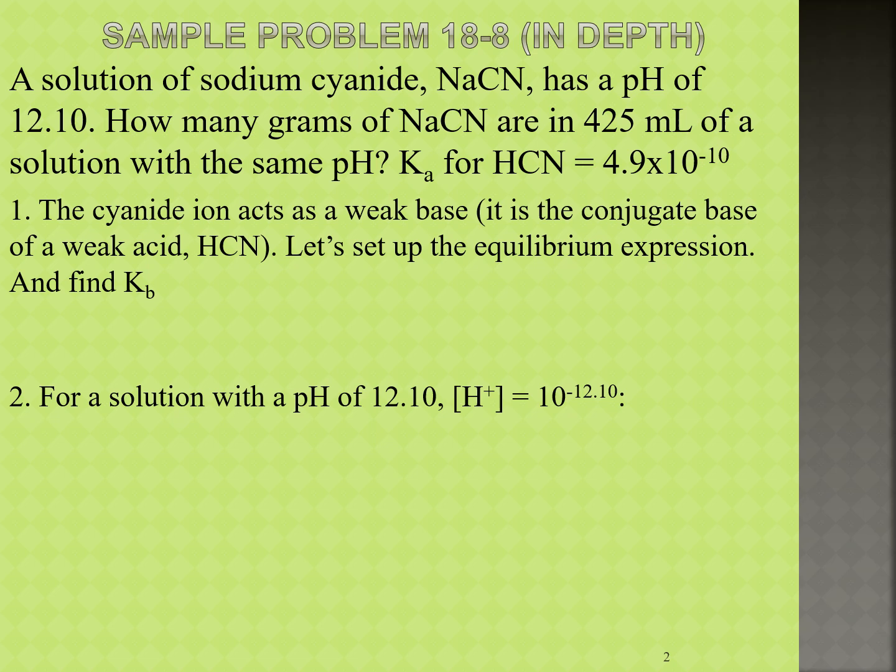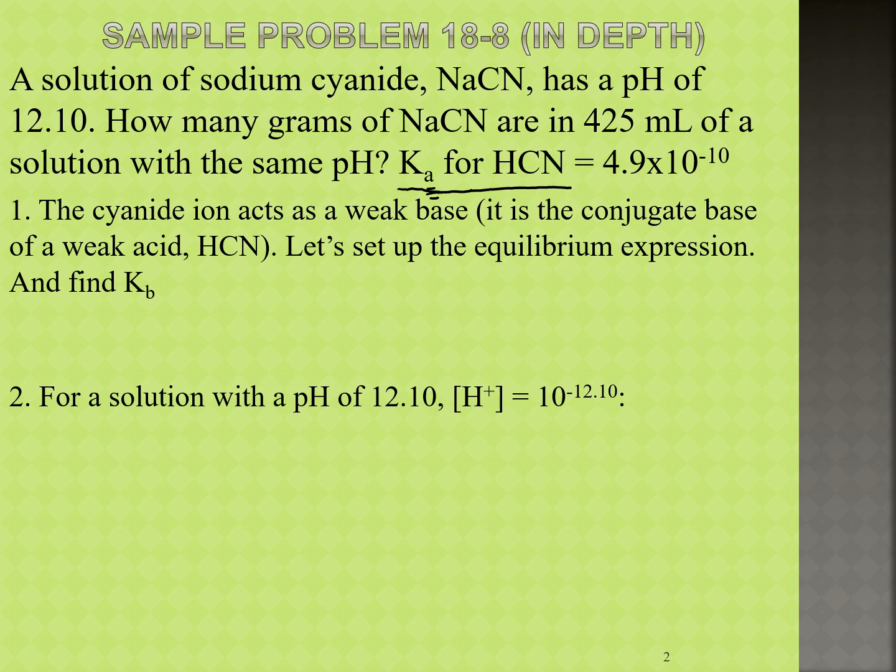All right, so we have a solution of sodium cyanide, and it has a pH of 12.10. We want to know how many grams of sodium cyanide are in 425 mL of a solution with the same pH. We're given the Ka for HCN. Number one, it states that the cyanide ion acts as a weak base. So HCN is a weak acid, right? And it is a weak acid, which is why it has a Ka associated with it.